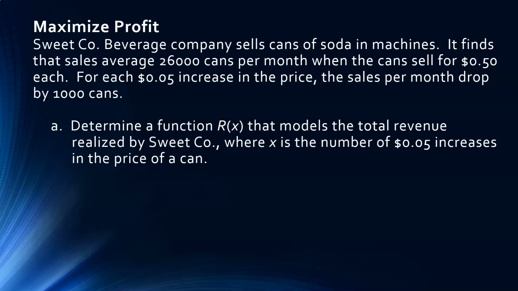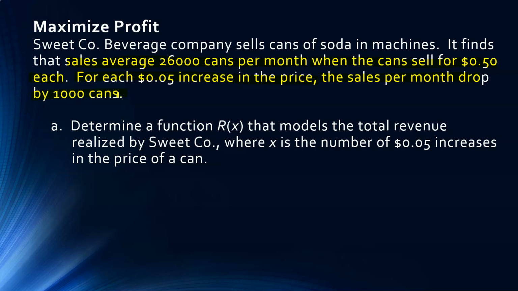It says, Sweet Co. Beverage Company sells cans of soda and machines. It finds that sales average 26,000 cans per month. So let's highlight that. Okay, so sales average 26,000 cans per month when the cans sell for 50 cents each. Okay, so that's all important right there. For each 5-cent increase in the price, the sales per month drop by 1,000 cans. So I guess you do have a lot to write down.